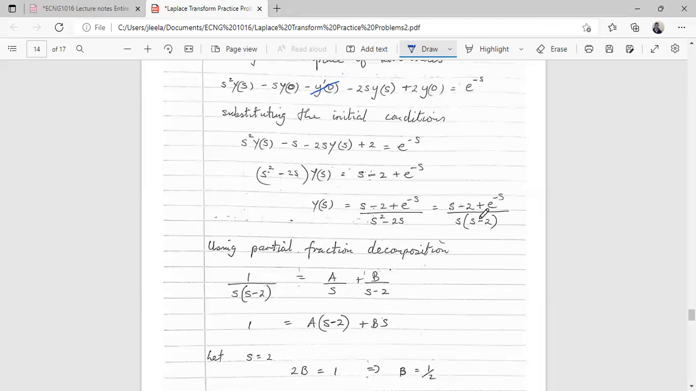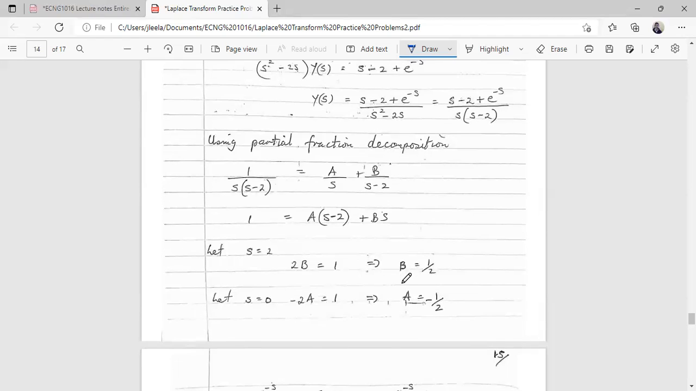And then the denominator here you could factor out an s, so you have s minus 2 plus e to the minus s over s into s minus 2, and then you could break this up into partial fractions. So 1 over s into s minus 2 is A over s plus B over s minus 2. Multiplying throughout by s minus 2, you'll get A into s minus 2 plus Bs. And when you put s equal 2, you'll get 2B is 1, so B is a half, and s equals 0, you'll get minus 2A is 1, so A is minus a half.